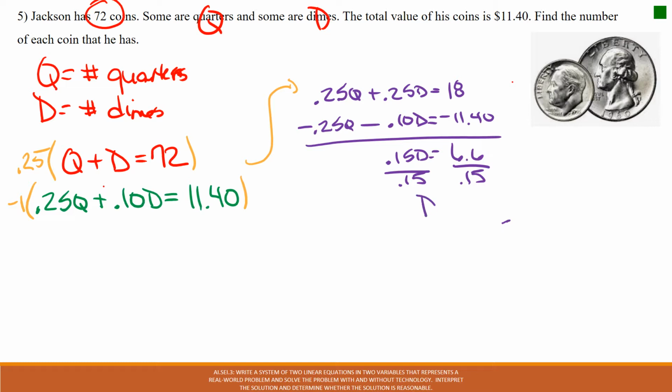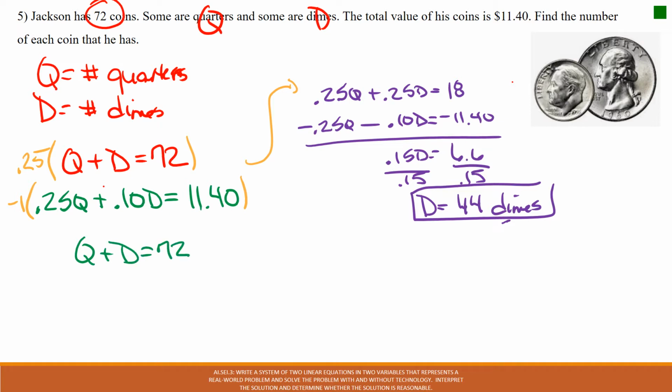And I find out that there are 44 dimes. Bada bing, bada boom. Let's find out how many quarters, because the quarters plus the dimes had to equal a total of 72. And there were 44 dimes. So if I subtract the 44, the quarters are going to be 28 quarters.